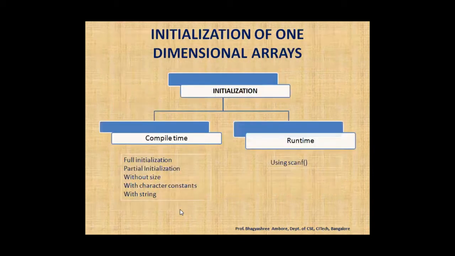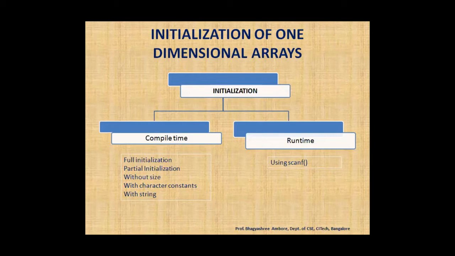Now we'll understand how, once the declaration is done, we assign the values to the locations. In what way can I assign the values? We call this the concept of initialization of one-dimensional arrays. While declaring, if I assign initial values, we call it initialization. We can do initialization of arrays in 2 ways. One is at compile time, another one is at runtime.